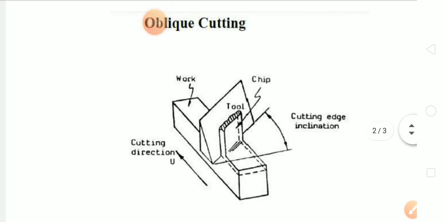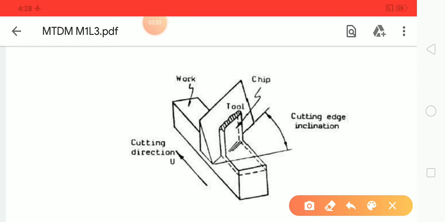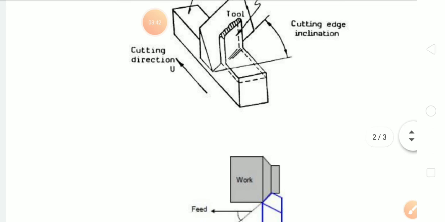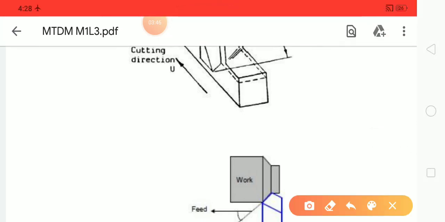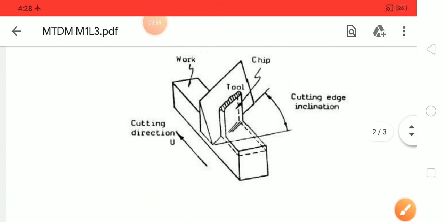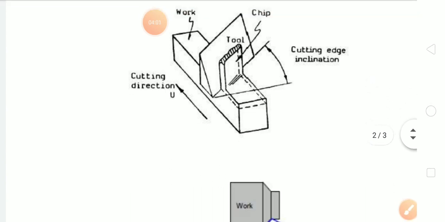Now we will move to the next thing, that is oblique cutting. In oblique cutting, the tool will be oblique, making an angle less than 90 degrees with the workpiece. See here, when the tool is like this in orthogonal cutting, and here the tool is like this, more surface area comes in contact with the workpiece, so that will increase the tool life.